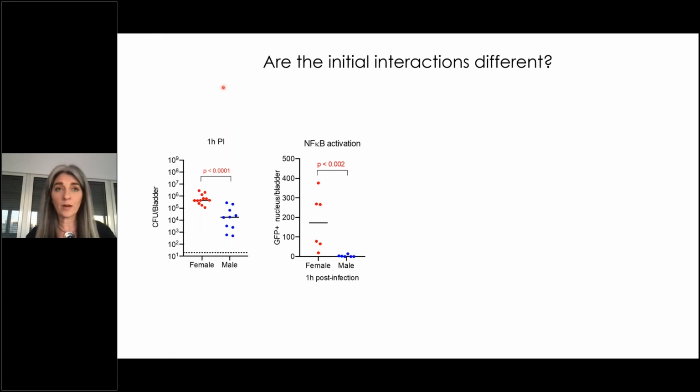So if you remember, I told you at 24 hours, the number of bacteria present in female mice and male mice is actually the same. So we looked much earlier. We looked at 1 hour post-infection. And what we saw is that female mice had a significantly higher number of bacteria in their bladder compared to male mice. And the consequence of this is we actually saw a differential NF-kappa B activation. So in female mice that were infected, we could see that NF-kappa B was activated, it translocated to the nucleus, and we just didn't see this in male mice.